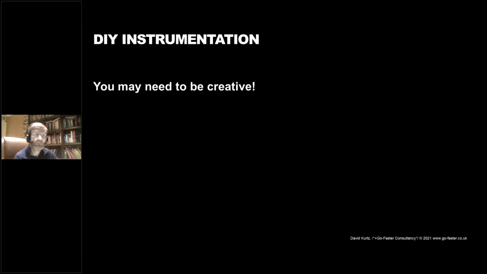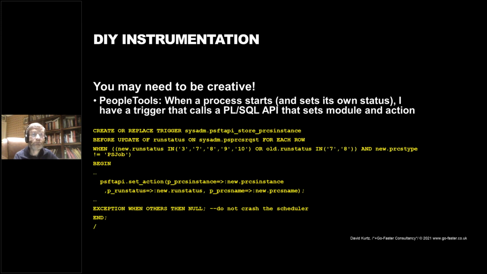We have this, for example, in PeopleSoft. Their Application Engine and COBOL programs are not instrumented. They don't call DBMS_APPLICATION_INFO. But the first thing the PeopleSoft batch process does after it's been initiated by the process scheduler is it sets its own status to processing. And it might set a couple of other statuses as well. So if I put a trigger on that status change, I can set the module and action inside the session of that batch process. And that's what this trigger does.